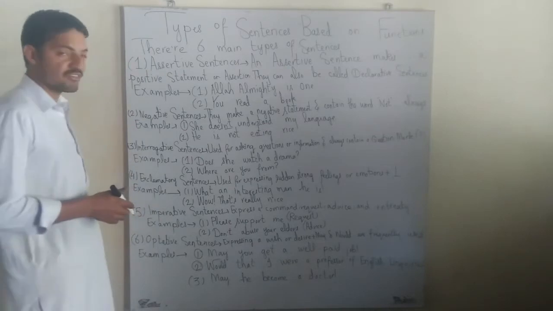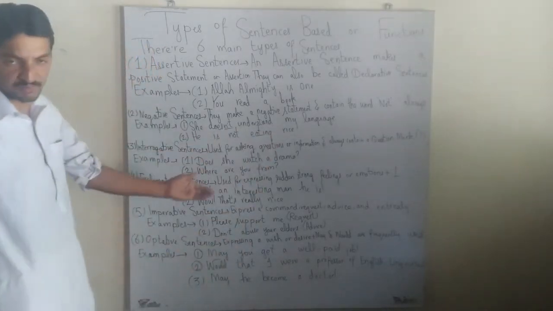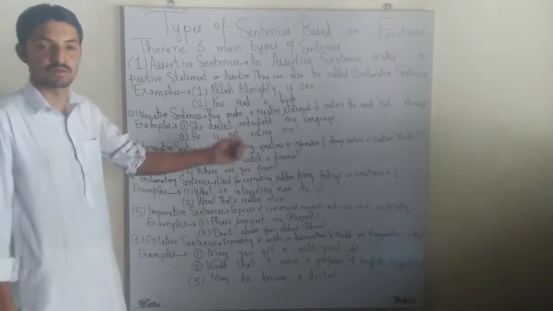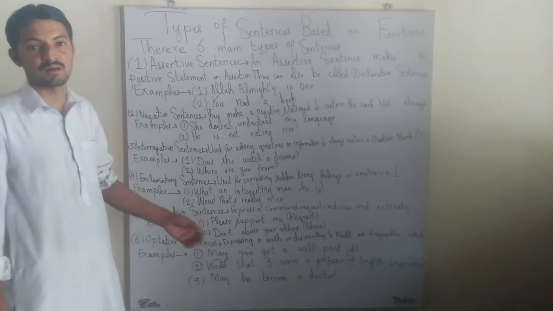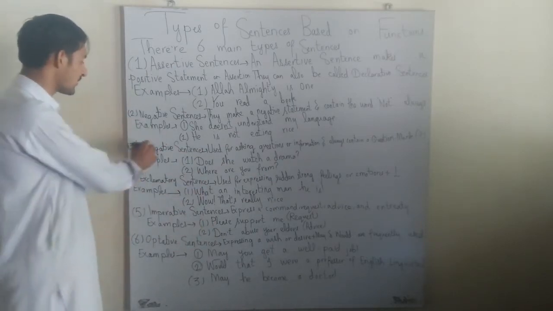Here is the second example: he's not eating rice. It is also a negative sentence, once again including the word not and making a negative statement. We have the third type of sentence, that is interrogative sentences.